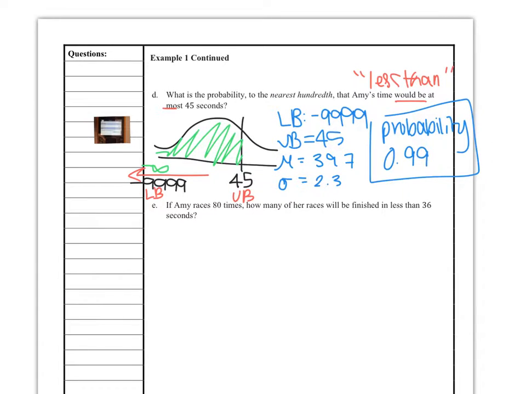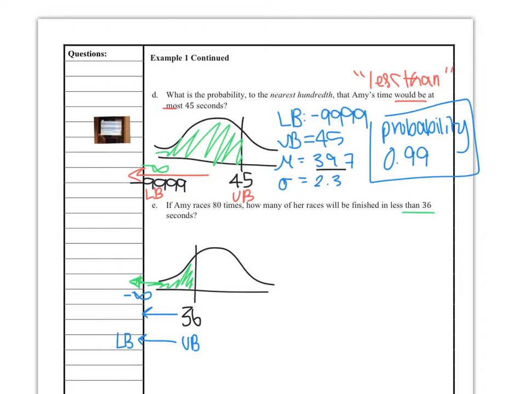Alright, so the last problem here says, if Amy races 80 times, how many of her races will be finished in less than 36 seconds? So we're going to draw our curve. We still start at the same. We find out where 36 is in relationship to that mean of 39.7. And we want to be less than this, so I'm going to shade towards the left. And again, I remember that it does go on to negative infinity. So my highest I can go is the upper bound at 36, and then we can go all the way to the left forever to negative infinity, but we don't use that. We use negative 99999. So lower bound is negative 99999.